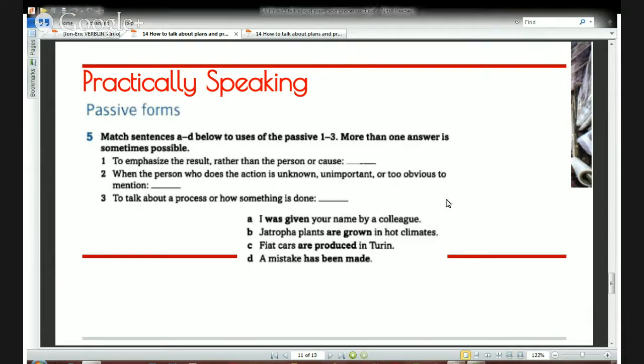All right. Ruben, what do you think about number 2? Which meaning fits A through D? Remember, there may be more than one possibility. When the person who does the action is unknown, unimportant, or too obvious to mention.